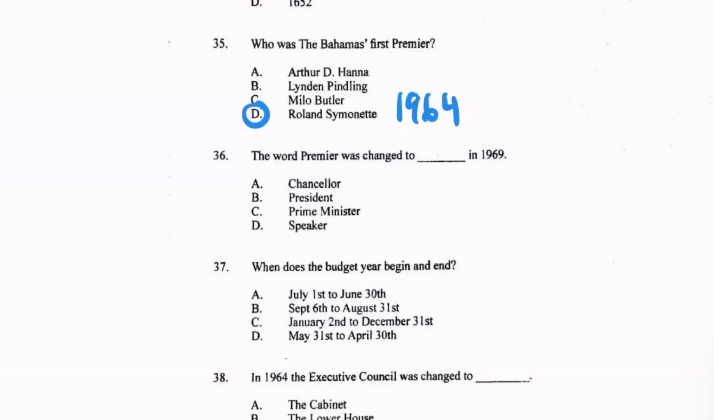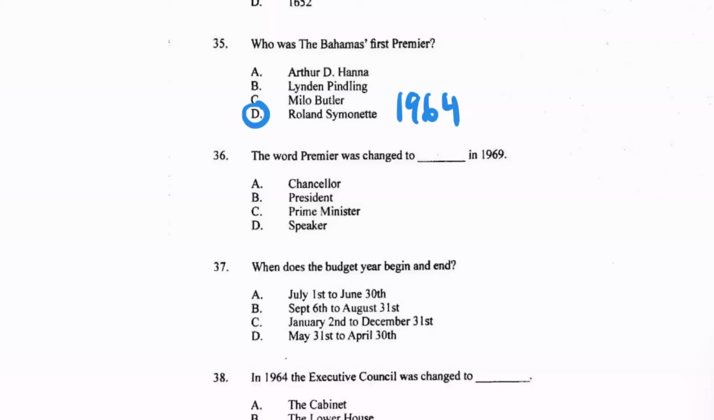In 1964, there was a constitutional change as well. And when that constitution changed, it introduced a premier to the Bahamas because we were self-government. And Roland Symonette became the first premier. For those of you who are saying Lynden Pindling, he was also a premier, but he was not the first premier. He was the first Black premier. Roland Symonette was not Black, he was white, but Lynden Pindling was the first Black premier. So the answer is D.